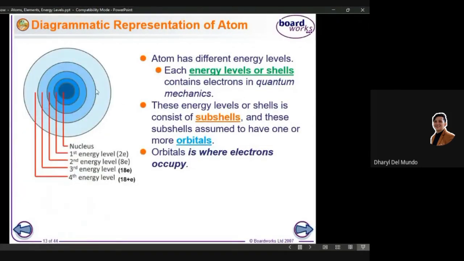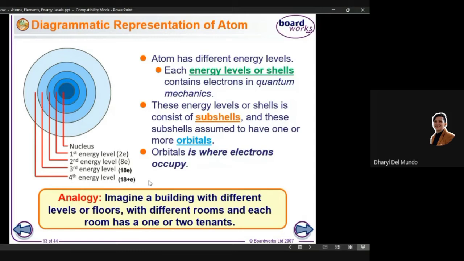So like this one, this is the diagrammatic representation of an atom with energy levels. This is the nucleus of the atom. The nearest, of course, is the first energy level, then the second one is the second energy level, the third is the third energy level, and the last, the outer part, has the fourth energy level. Am I clear? This is how they look in a diagram.